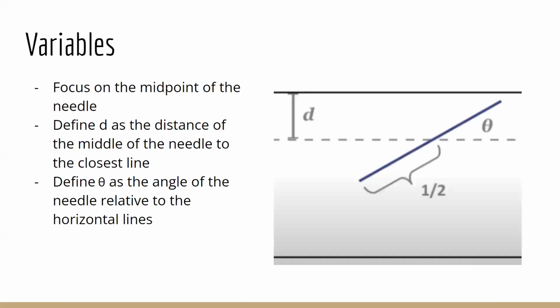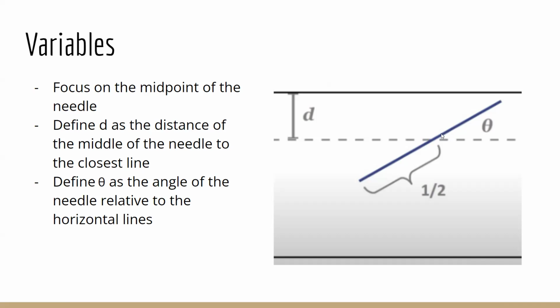So let's create some variables. Looking at this picture, just to understand the problem a little better, these black lines at the top and the bottom are going to be our horizontal lines spaced 2 units apart. This blue line is going to be our needle. So we're going to focus on the midpoint of the needle right here because we know that the needle is length 1.